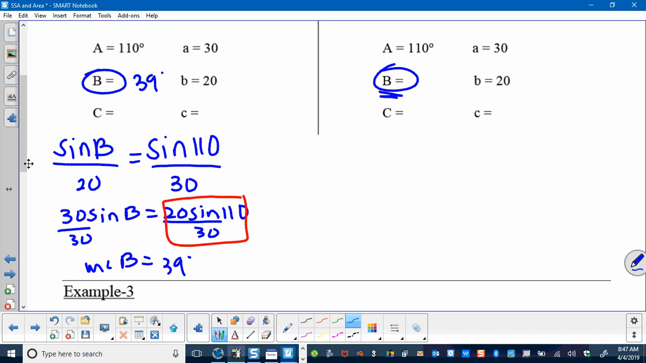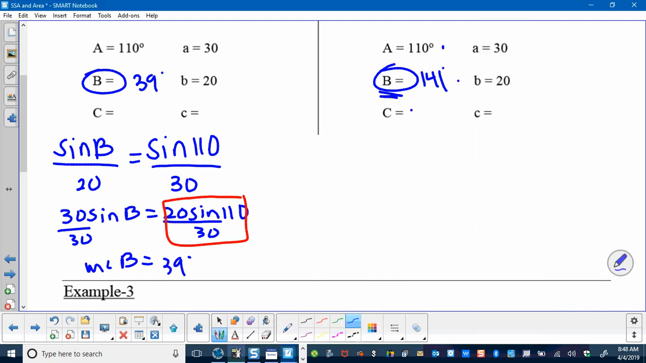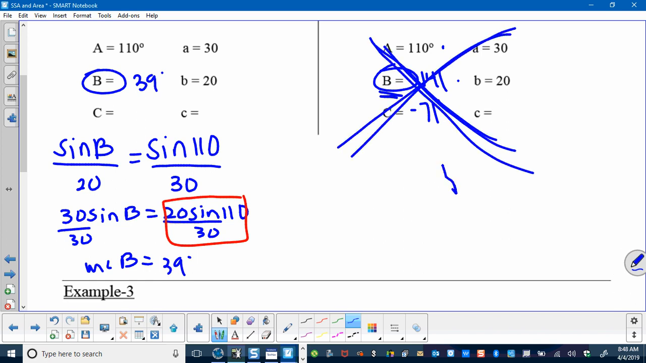How am I going to get that other B? Oh yeah, everything adds to 180. So we're going to subtract that from 180, and we're going to get 141 degrees over here. Wait a minute. Over in case 2, can you have 2 obtuse angles in a triangle? If you try to subtract that from 180 to get the third angle, 180 minus 110 minus 141 is negative 71 degrees. This side does not exist. That is awesome. I get to cross it off and write D in.